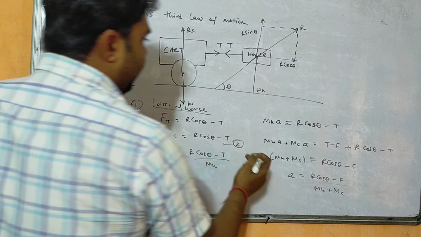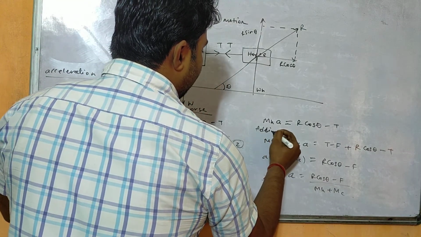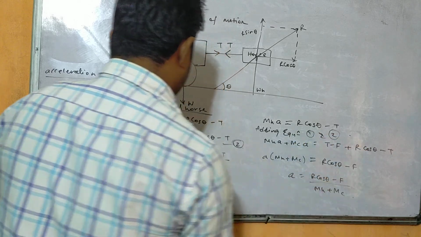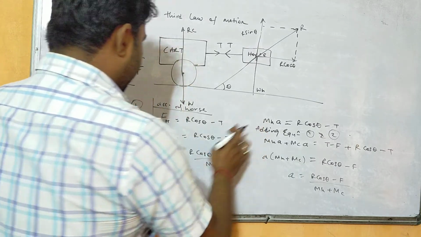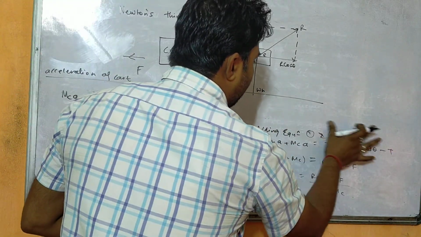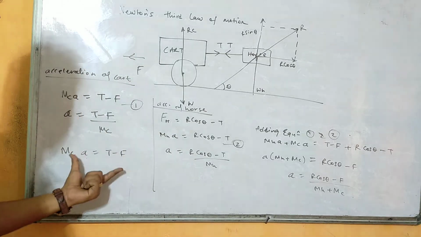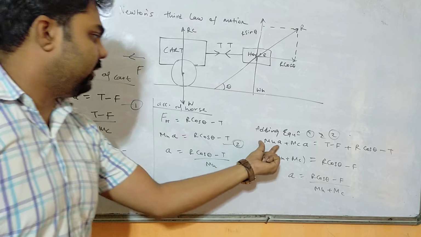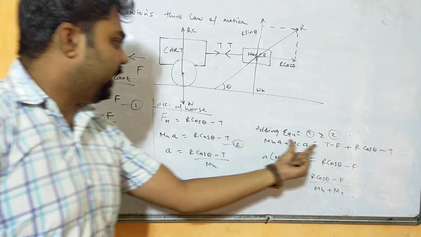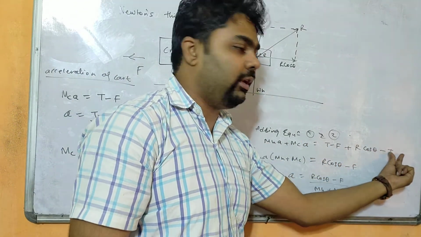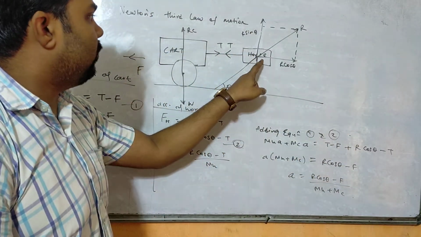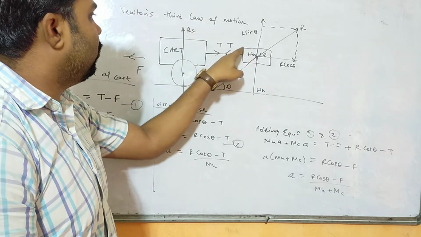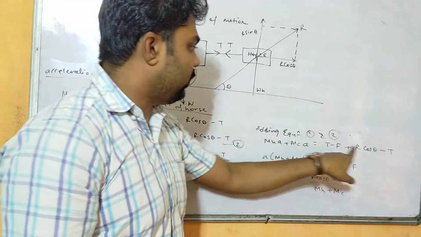If we add equations 1 and 2, this equation and this equation were the same, so I am just removing it here. Now equation number 1 and equation number 2 I am adding. Left hand side and left hand side will be added, and right hand side and right hand side will be added. The tensions on the string are balancing each other. That means the force the horse exerts on the cart is the same force the cart exerts on the horse. Both tensions are equal and opposite, therefore they cancel each other.